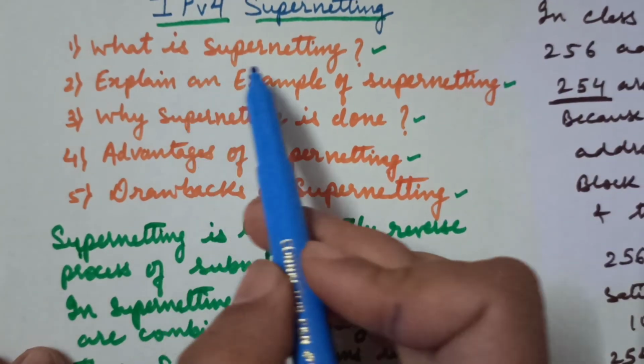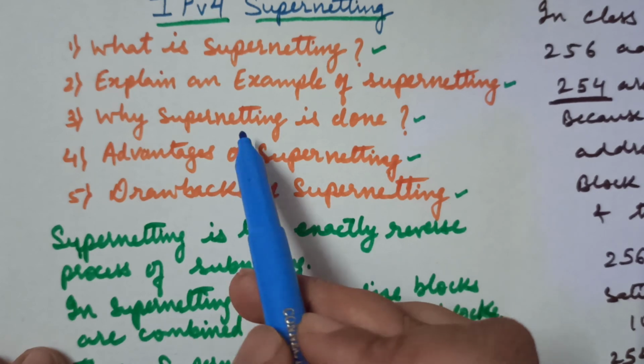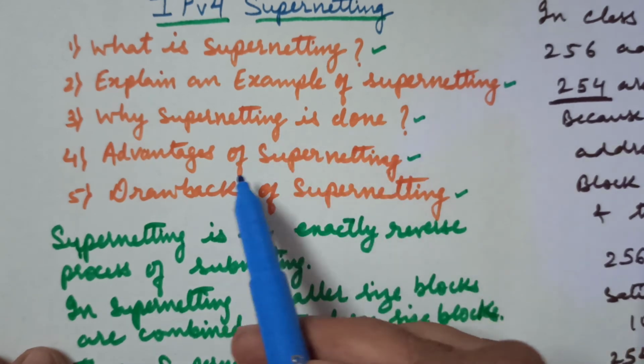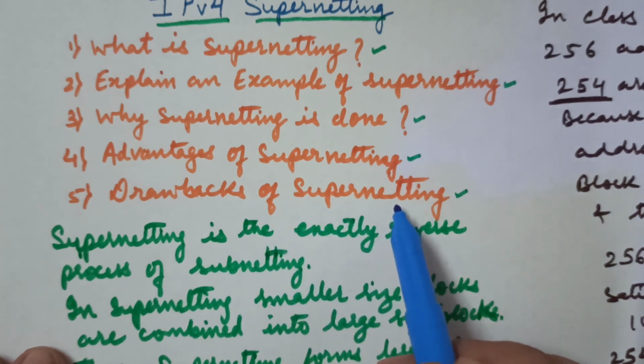Thus, we have seen what is supernetting. We have seen the example of supernetting. We have seen the reasons why supernetting is done. We have seen the advantages of supernetting, and we have seen the drawbacks of supernetting.